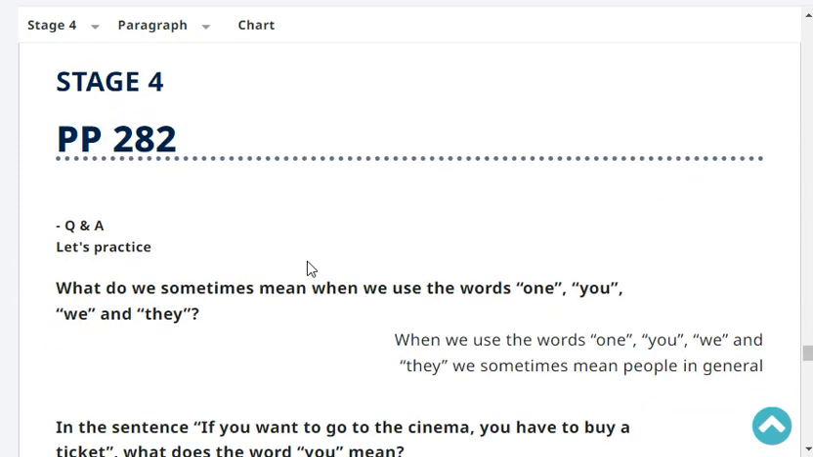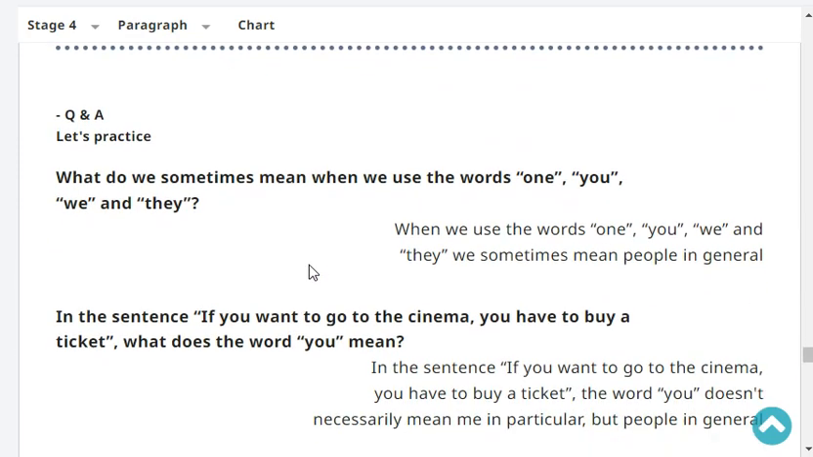Okay, so let's practice. What do we sometimes mean when we use the words one, you, we, and they? When we use the words one, you, we, and they, we sometimes mean people in general. Very good.